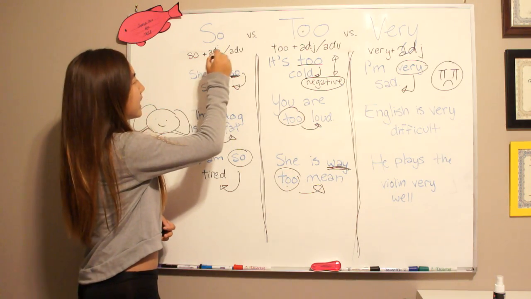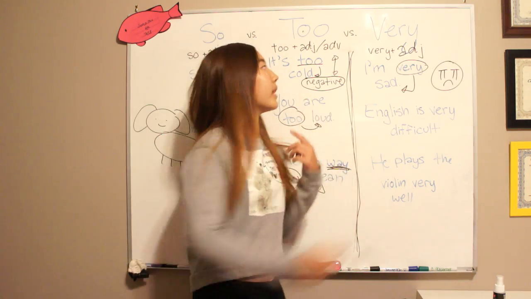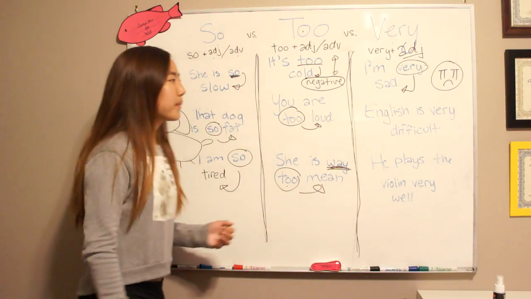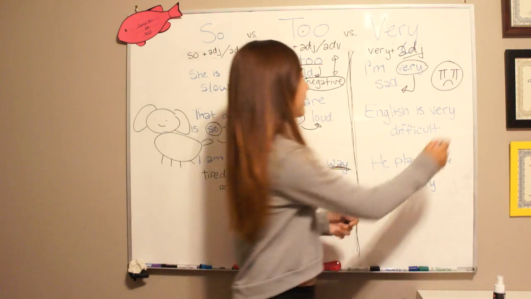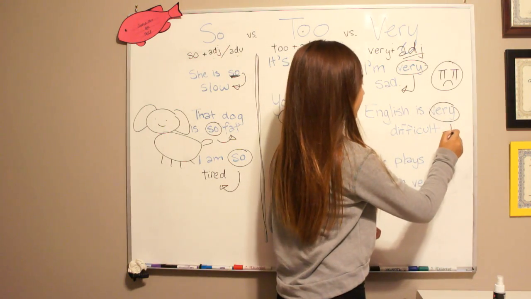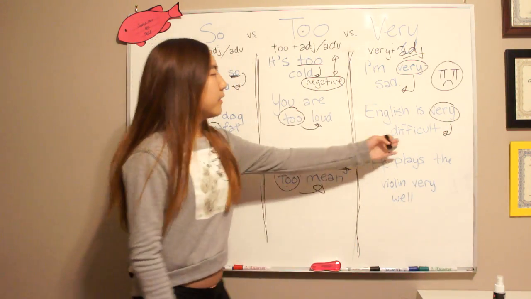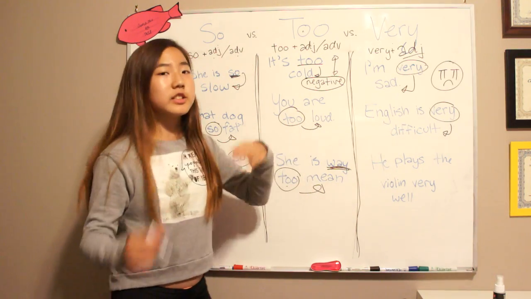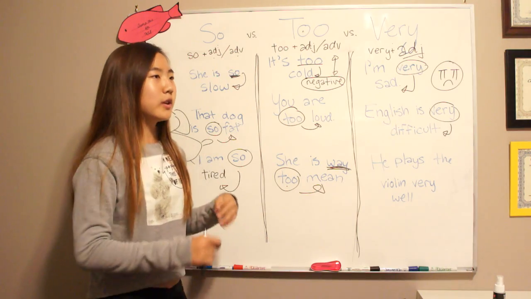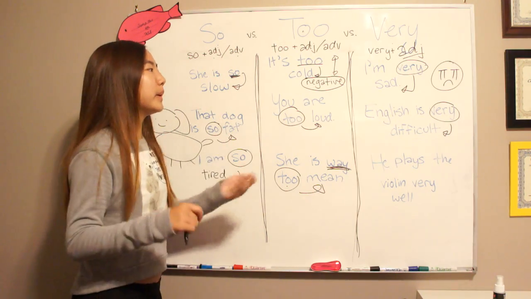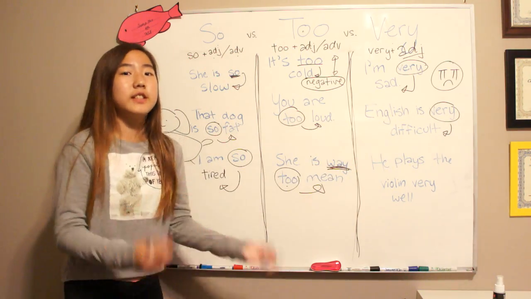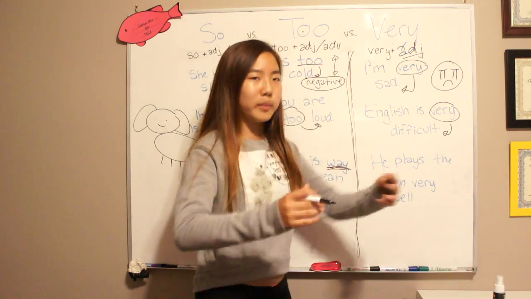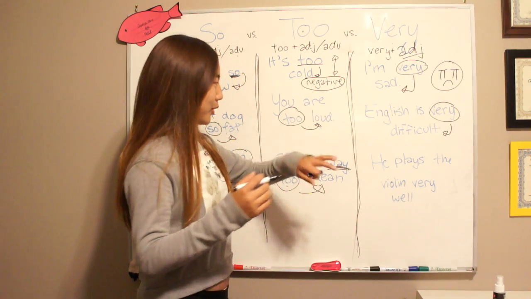So can be used for adjectives and adverbs, but remember that very is only used before an adjective. English is very difficult. Very goes before difficult, which is an adjective. So for some people, learning English may be very difficult. Not just difficult, but very difficult, which adds more information to it and makes it more extreme.